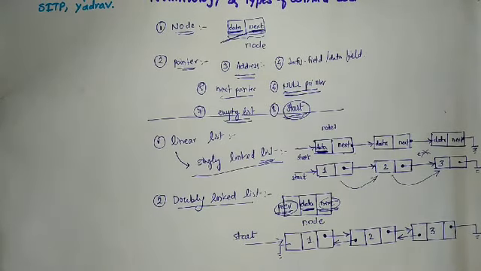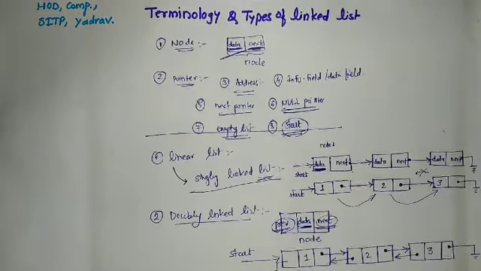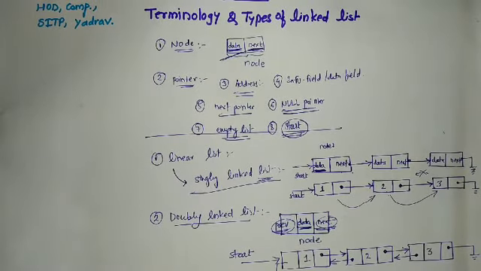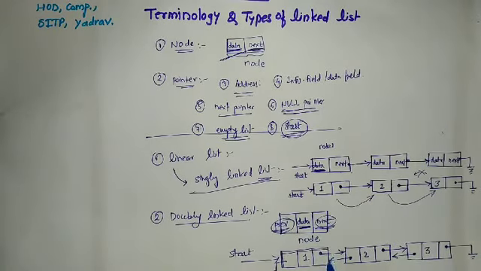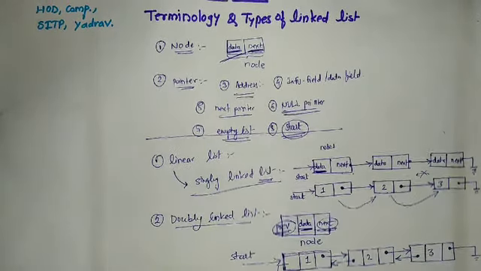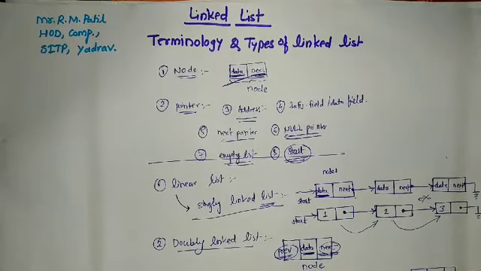The disadvantage is that it requires more memory to store the elements, because it considers 3 fields, and because of this it utilizes more memory as compared to the singly linked list.